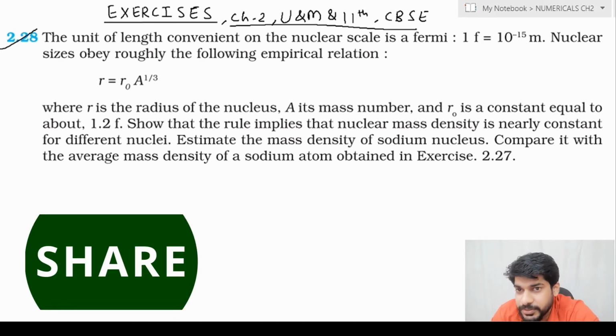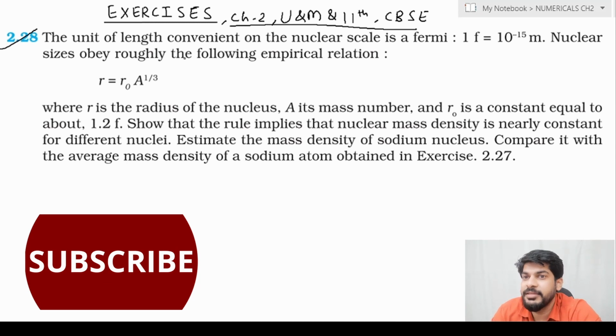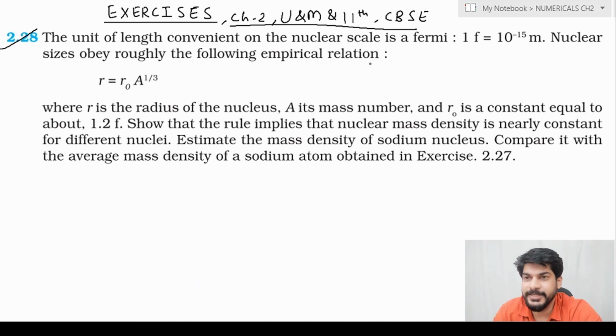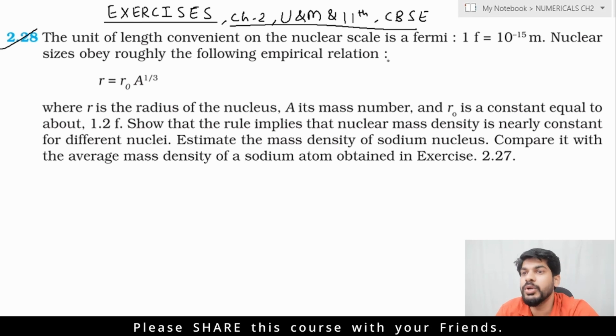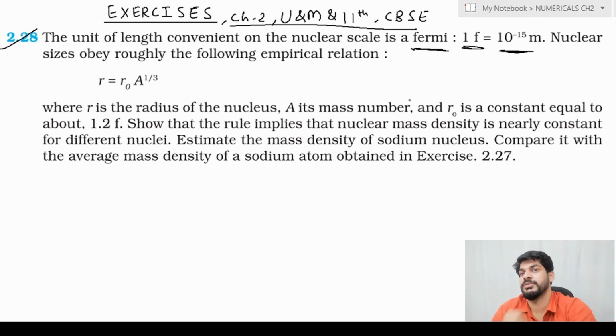The question is, the unit of length convenient on the nuclear scale is a Fermi. That means on the nuclear scales we use a unit called Fermi. 1 Fermi is equal to 10 raised to minus 15 meters. This is a very standard equation.